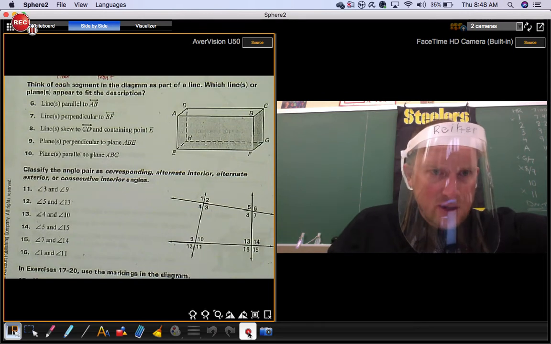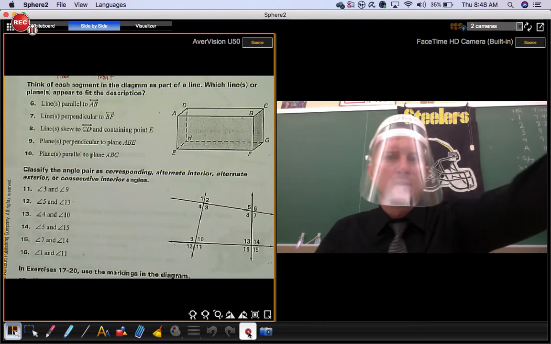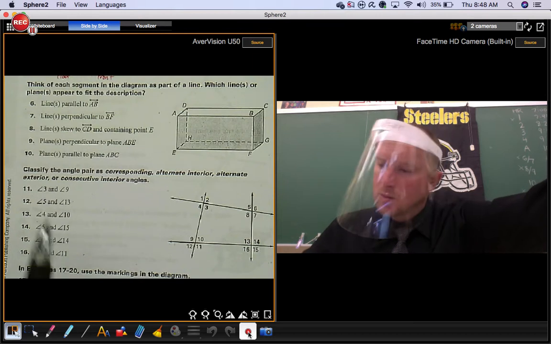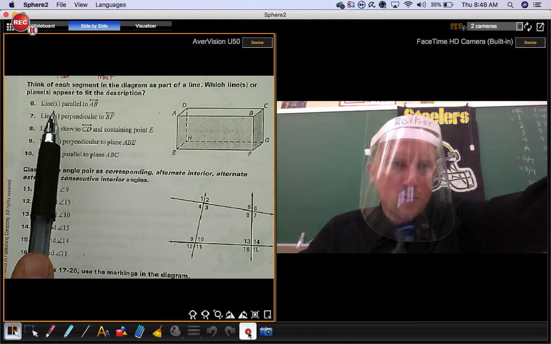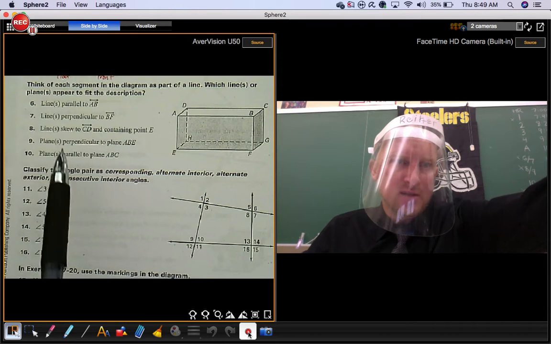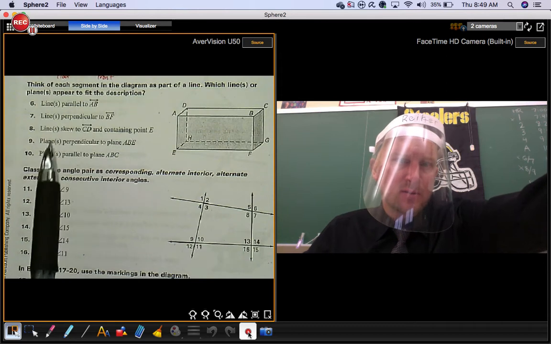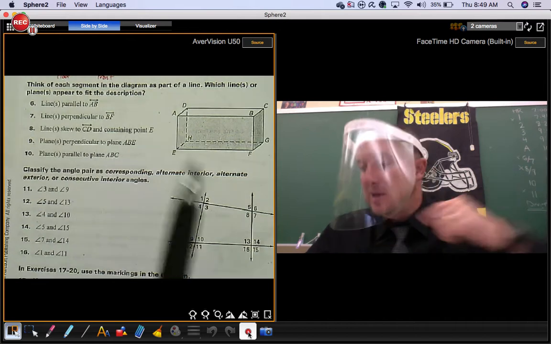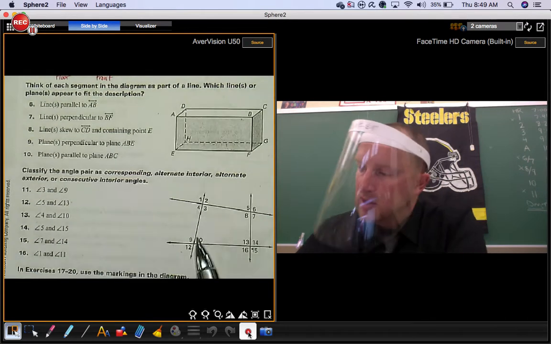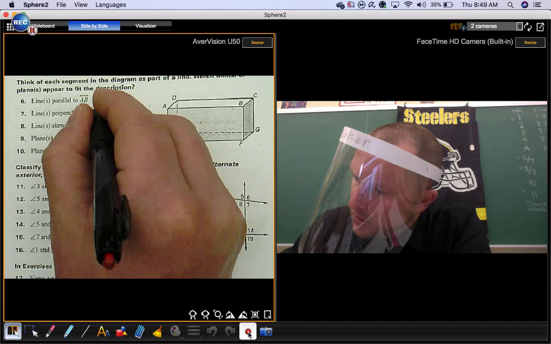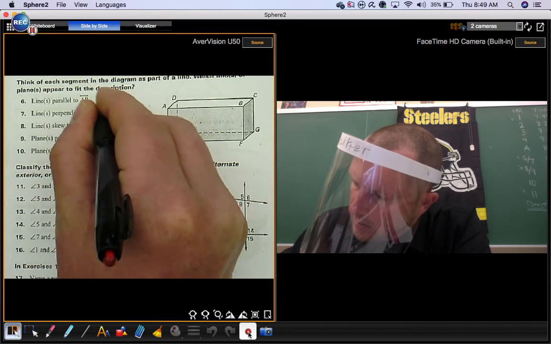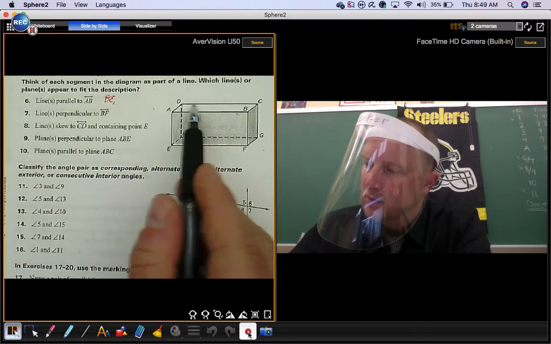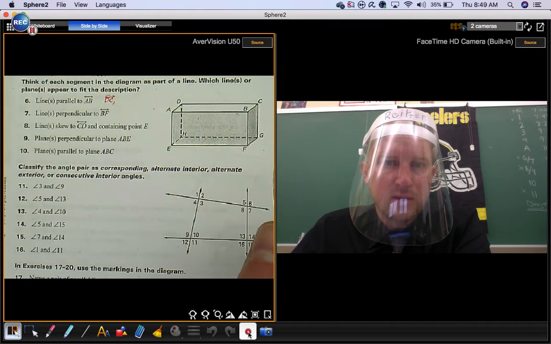Numbers 6 through 10, we're looking for lines or planes that fit this description. So we're looking for lines that are parallel to line AB. There's going to be 3 of them. Line DC, those are definitely parallel. They're both on the ceiling.